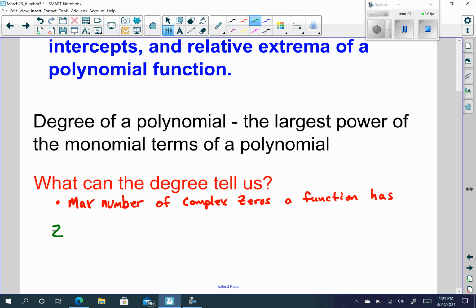If you recall, it's all in the context, how we're using it. The zeros are the same thing as the x-intercepts. They're the same thing as the roots of a function, which is the same thing as the solution to the equation.